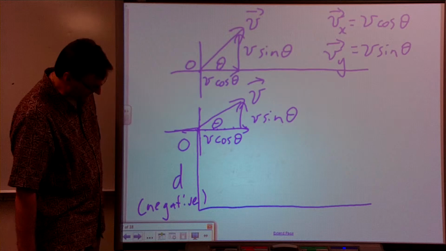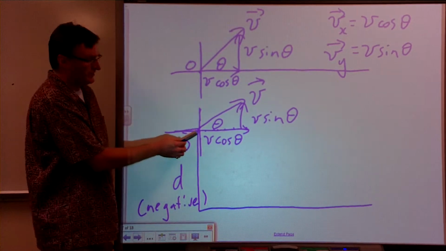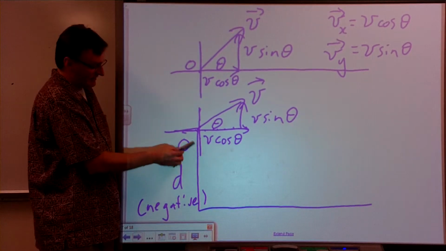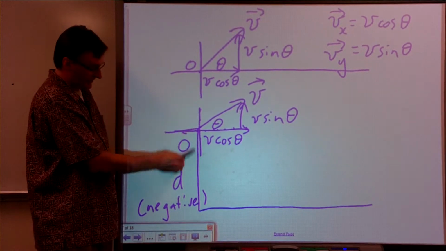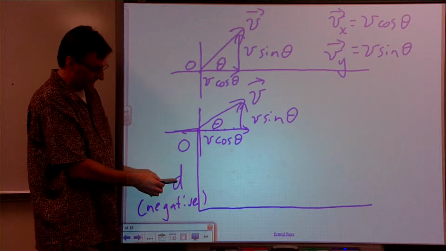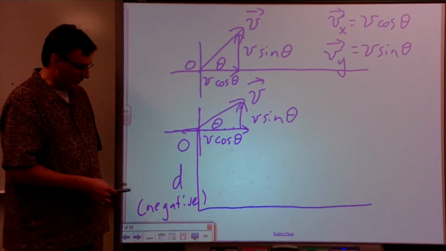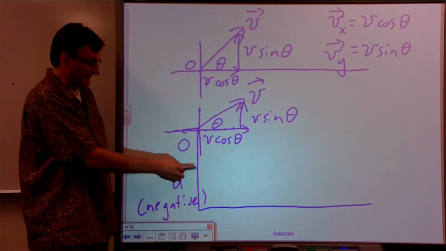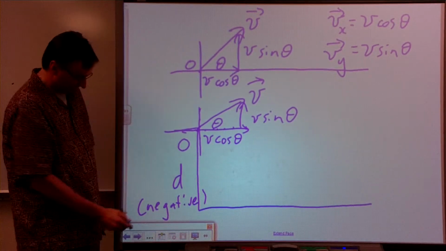The other thing to note is that when you're dealing with a question like this at the top of a cliff, if you make this your origin, the displacement is going to be a negative number here. So just make sure you watch out for that if you're dealing with a displacement that's below the horizontal.